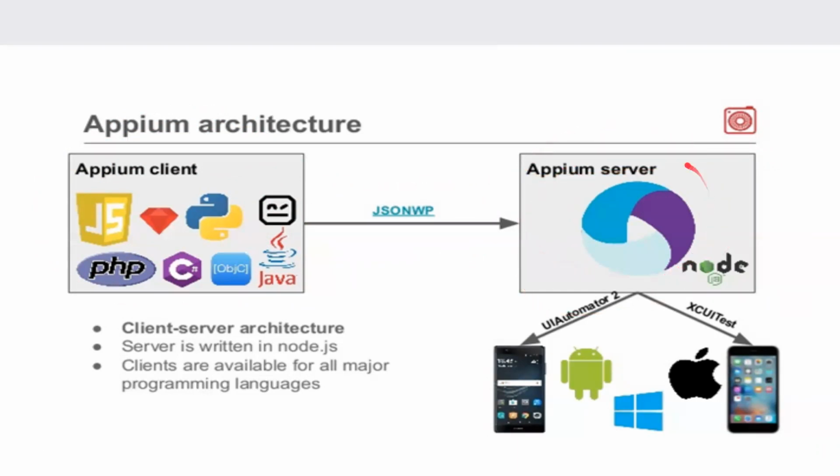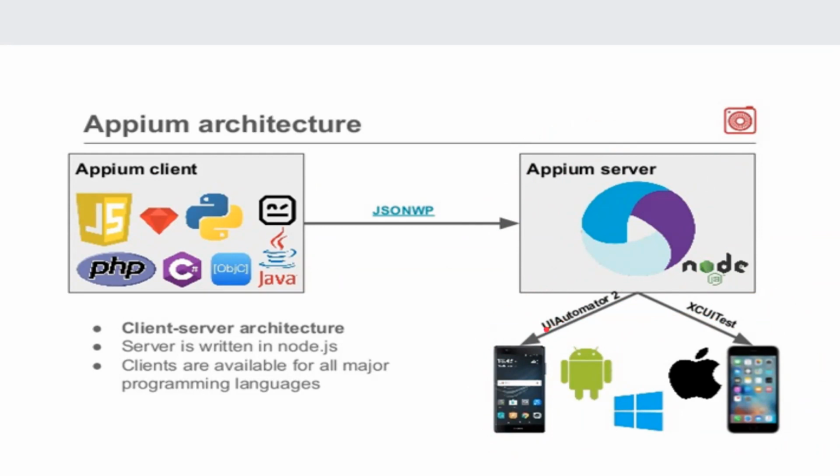This Appium server is built in Node.js. It is a pretty simple HTTP server. It listens to the request and gets all the work from a client. It delegates to the devices. If it is Android, it uses UI Automator 2. If it is iOS, it uses XCUITest. The XCUITest is the driver.